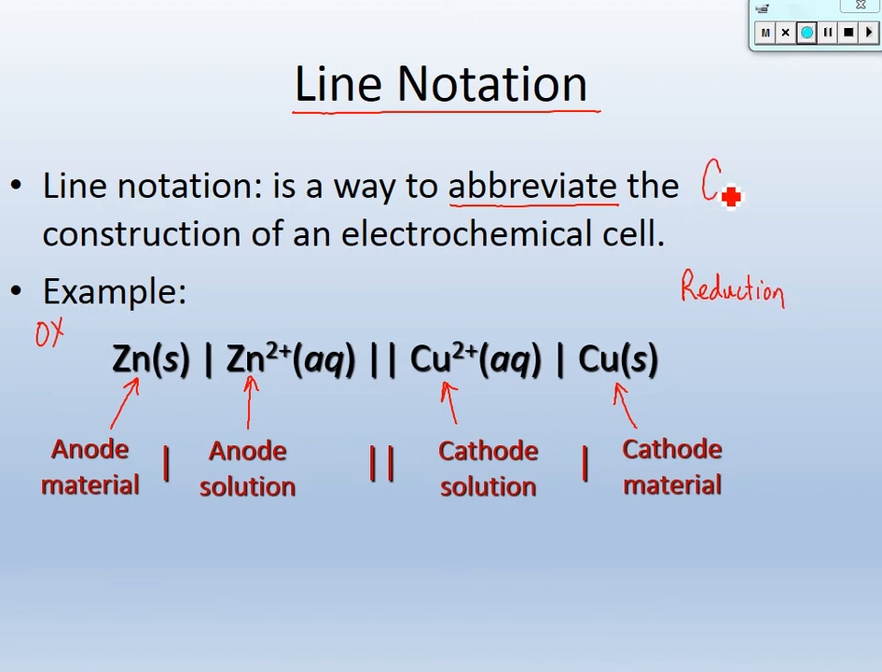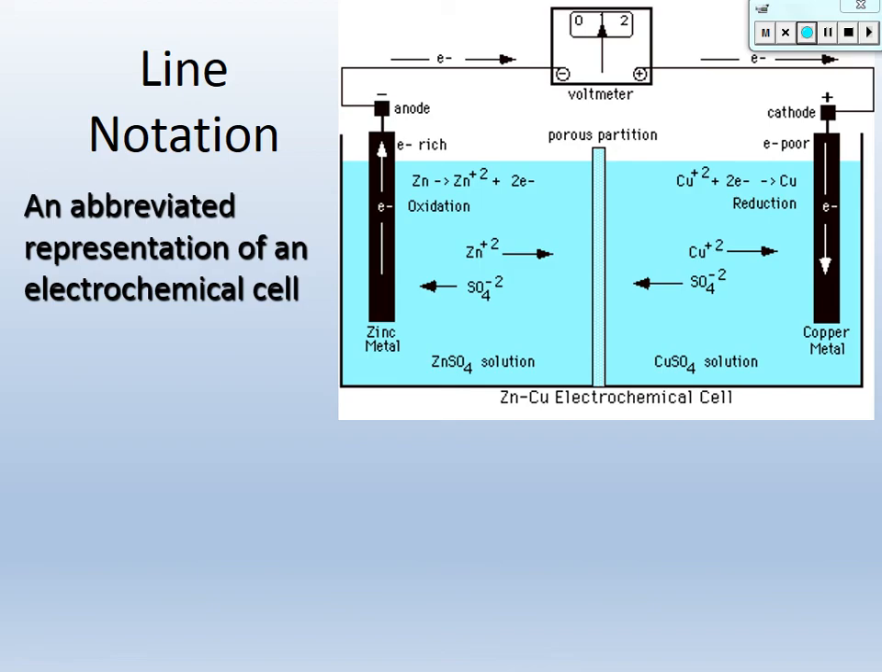How do you remember that? If you remember from the previous video, we talked about a red cat. That means reduction happens at the cathode. So this is our reduction half reaction, and this is our oxidation half reaction. Okay, so knowing that line notation, let's look at a couple of electrochemical cells here.